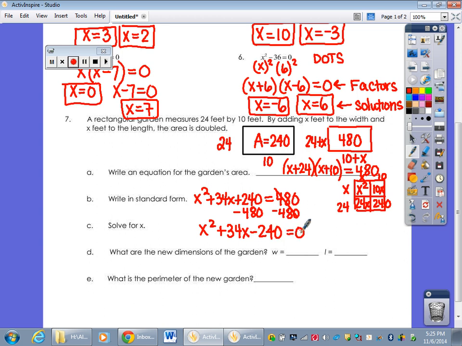Okay? And then it asks for you to solve for x. So we have this standard form quadratic. And we're going to solve for x, which is our solutions, like what we were doing in 1 through 6. But we're going to do that with this particular equation using factoring. So I'm looking for basically 2 factors of negative 240 that add up to 34. So we're going to have, let's see, 24 and 10, right? Because 24 times 10 is 240.